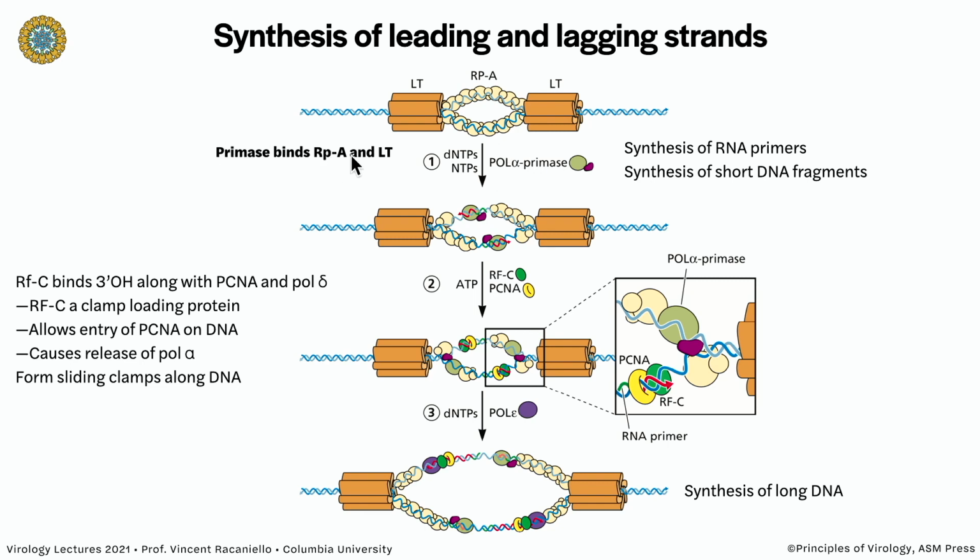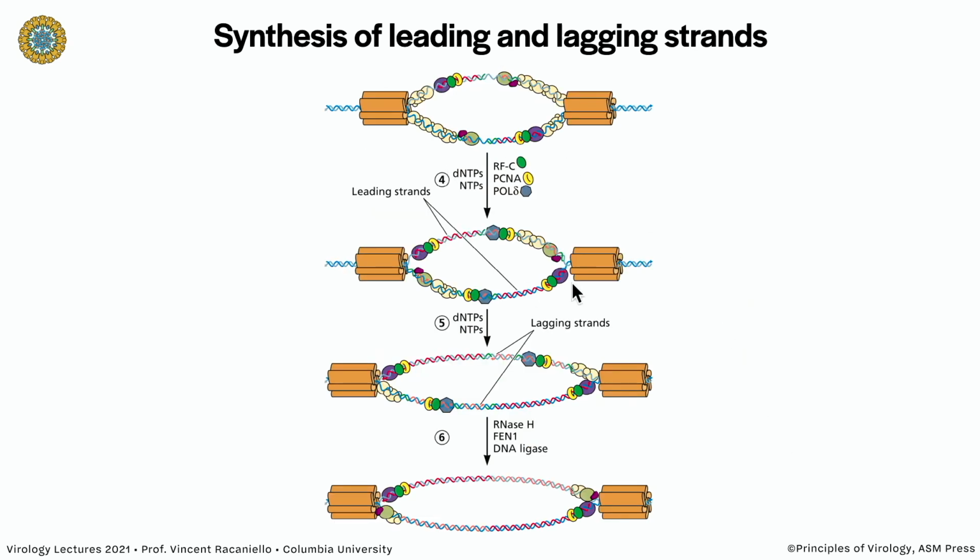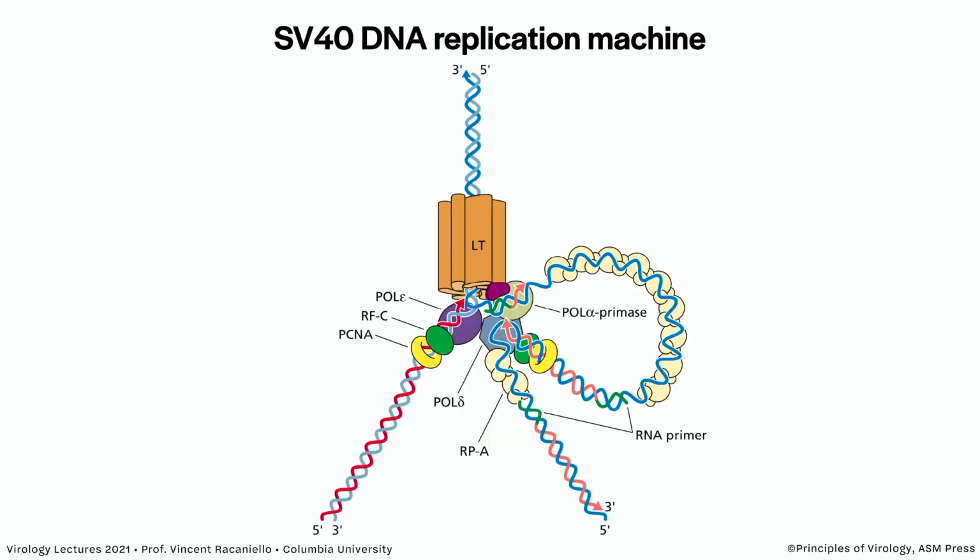See, primase binds RPA as well as large T. So large T is still recruiting the cellular machinery. And then we simply make long DNA. This replication fork gets bigger and bigger. You have your leading and lagging strands. And eventually you have to remove the RNA primer. You have to fill in the gaps and then ligate all the pieces together to make sure that there are no non-covalent bonds there. And this goes around the whole circle.